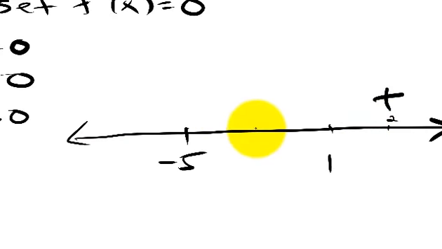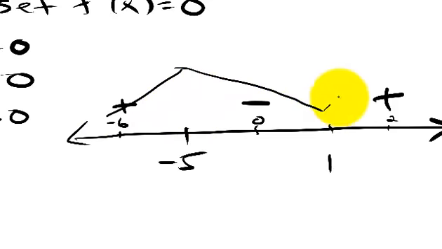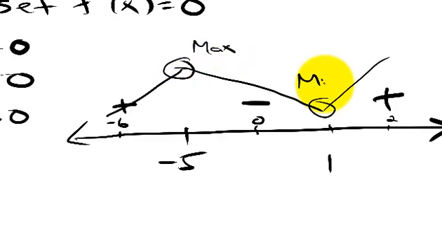For a number between negative 5 and 1, say 0, I'll get negative 15. And for a number less than negative 5, let's say negative 6, I'll get 21, which is positive. So I'm going up, then going down, then going up again. So this would be a local max, and this would be my min.